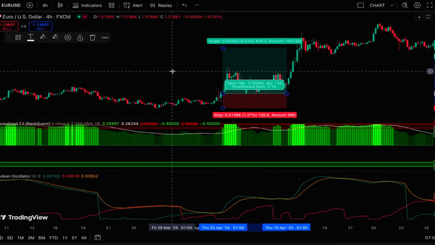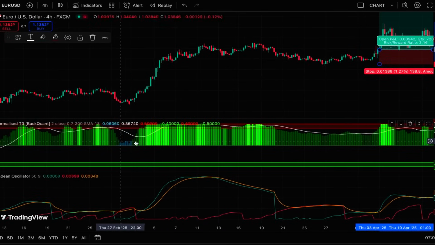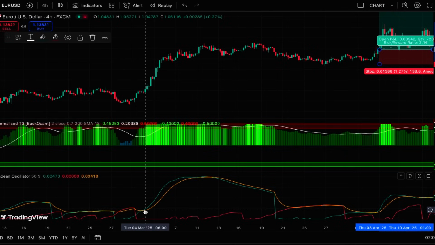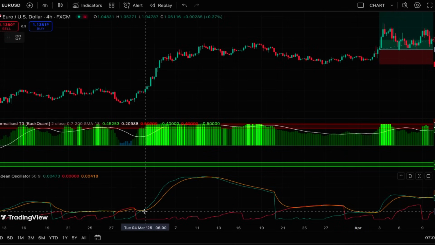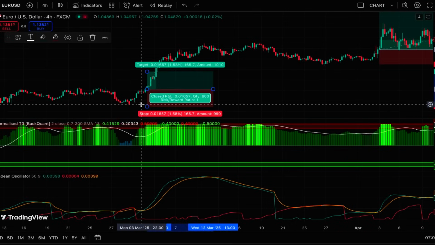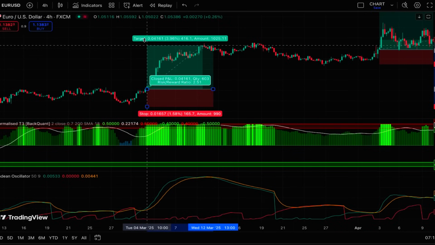Moving back on the chart to show you some more examples, here you can see that while the histogram is green, in the Andean oscillator the green line crossed above the red line and then after that crossed above the orange line. So here we have a confirmed buy signal and we can enter a long position at this point with the stop loss below the previous swing low and profit target at 1.5 risk-reward ratio.